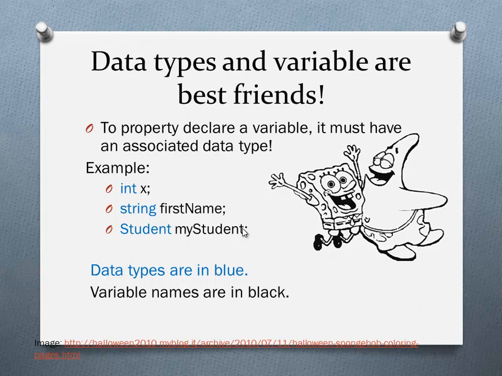Data types and variables are best friends. So they always go next to one another. So integer x, string first name, student my student. The items in blue are your data types.